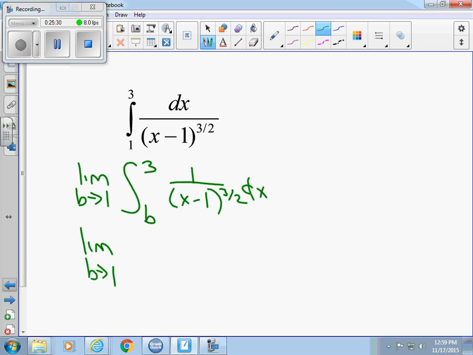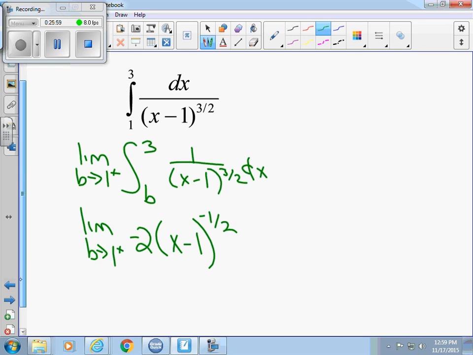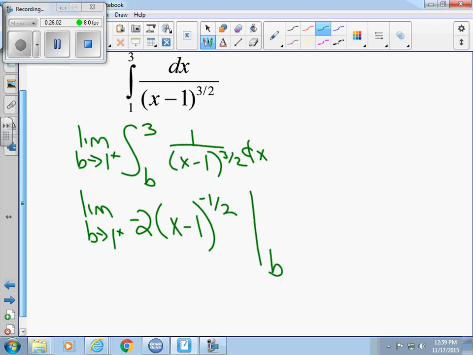by the way, which way am I approaching 1 from? If I add 1 to that power, I get x minus 1 to the 1/2, times 2. Does everyone agree? Sorry. Negative 1/2 times negative 2. Thank you. Definitely would be negative 1/2. And I add 1 to negative 3 over 2, I get negative 1/2. Any questions about that? From b to 3. I can plug in 3.